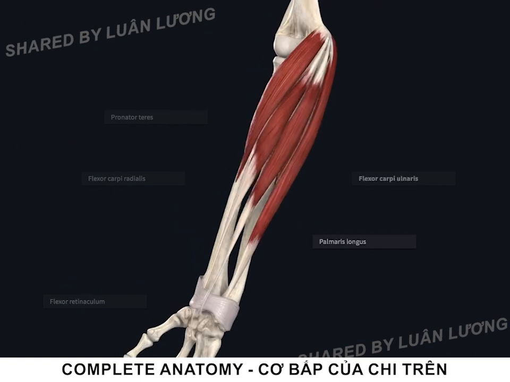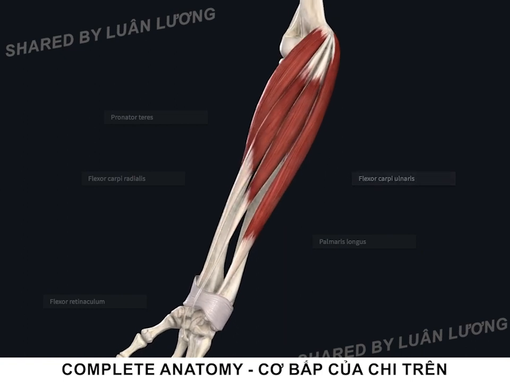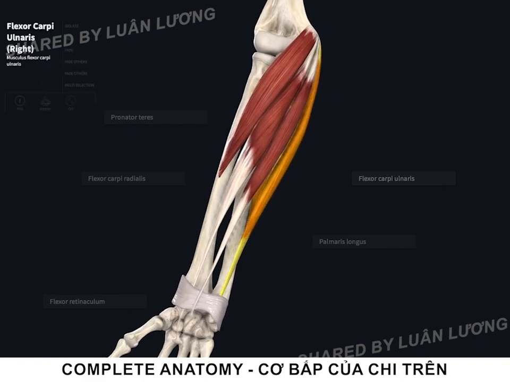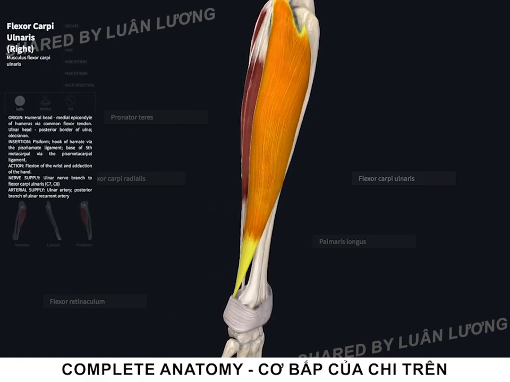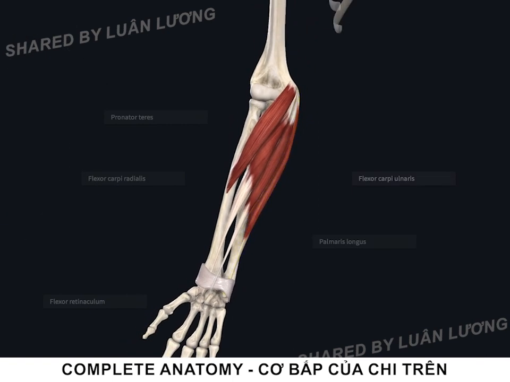The fourth of the superficial flexors is the flexor carpi ulnaris, or the flexor of the wrist on the ulnar side. And we can see that this is the largest of the 4 superficial flexors, and it's also going to assist in medial deviation of our wrist.